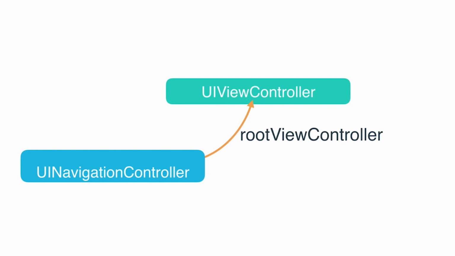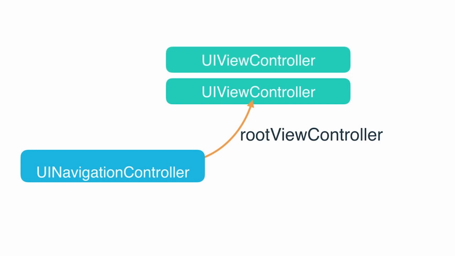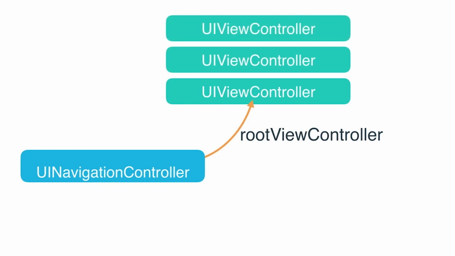The UI Navigation Controller is a class that handles a stack of multiple view controllers. Like any other stack in computer science or real life, you can insert and remove items from the stack. In a UI Navigation Controller, you start out with a single view controller called the root view controller. You can add as many view controllers on top of it as you'd like.